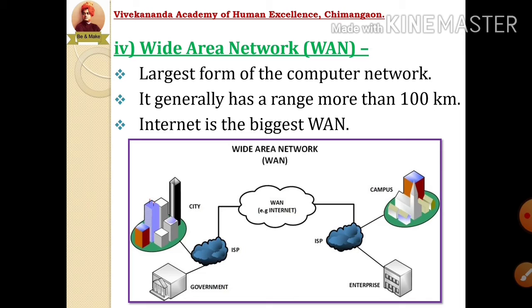We have seen the 4 types of network as PAN, LAN, MAN and WAN. Smallest is a personal area network, bigger than that is a local area network. Again, bigger than LAN is a metropolitan area network, which covers the area up to one city, and the largest network is wide area network. The example of wide area network is internet.